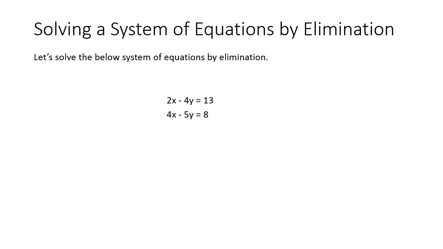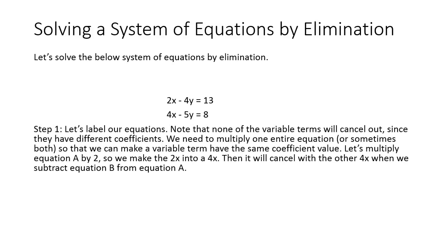Let's solve the below system of equations by elimination. Step 1, let's label our equations A and B. Note that none of the variable terms will cancel out since they have different coefficients. So coefficients, remember, are the numbers in front of the variables.